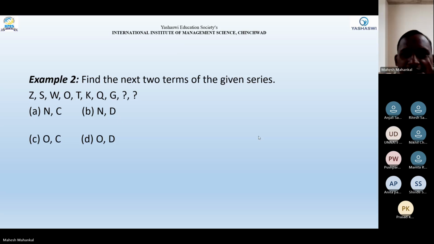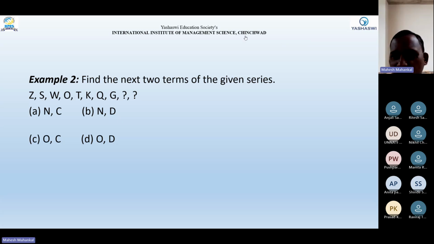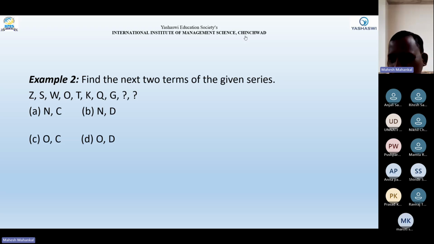Okay. Have you tried? Have all of you tried to solve this series? How many of you have tried? Please raise your hands virtually, those who have tried to solve it and those who have the correct answer. Okay, Ritesh has tried. Mamta has tried. Okay, again they have put down their hands. Please raise your hand, those who have tried and have the correct answer.